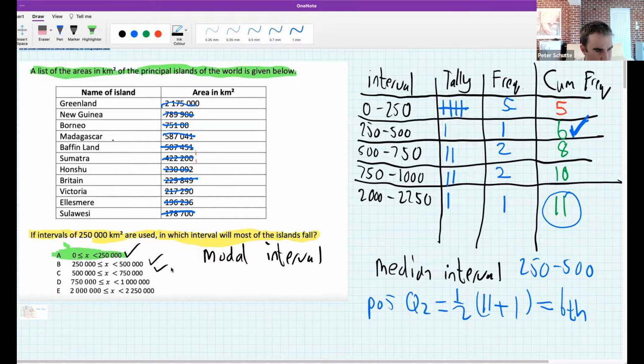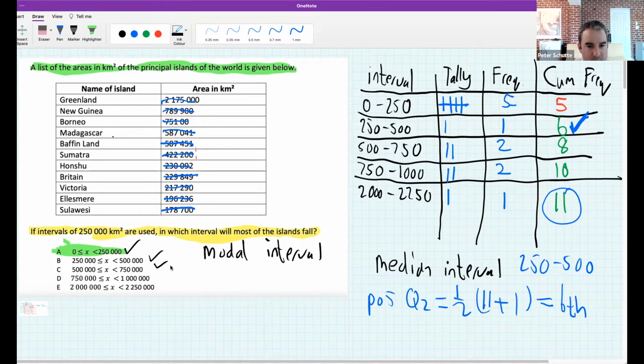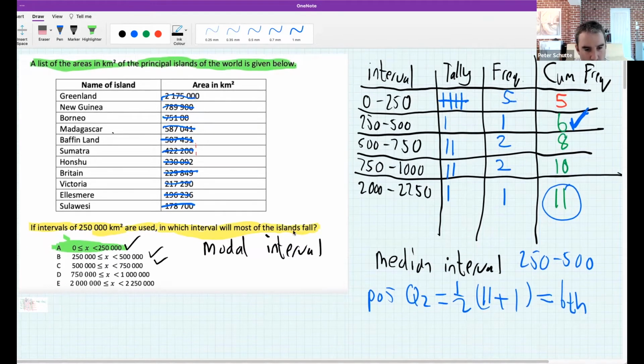Okay, fantastic. So this is what's called finding the median interval. Now, there is something else which we also need to talk about, which is finding the mean, but I'm going to push that to later in the lesson.